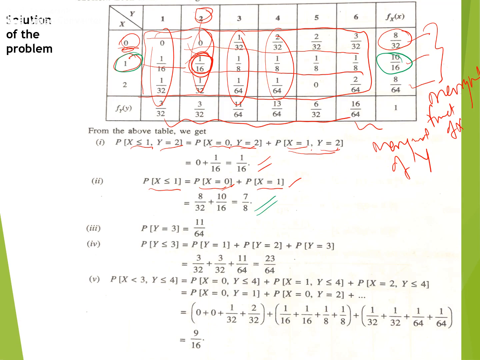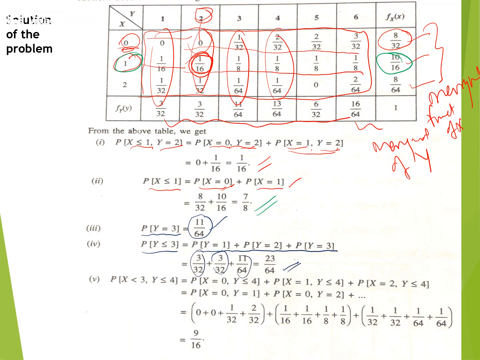In a similar manner, if we find the probability y equal to 3, we write the marginal probability when y equal to 3. The fourth part, we have to find the probability y is less than or equal to 3. It means we add all the marginal probabilities y equal to 1 plus y equal to 2 plus y equal to 3. So we get 20 by 64. These are the marginal probabilities.